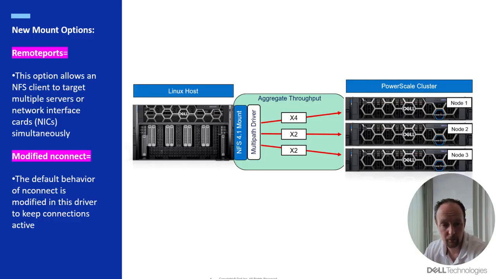So there we have it, folks. We've demonstrated that we can configure a client to talk to multiple nodes in our PowerScale cluster across multiple TCP streams. By the way, the nconnect option supports up to 64 TCP streams currently.